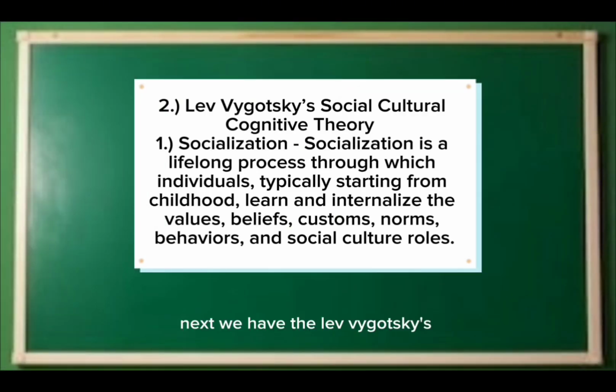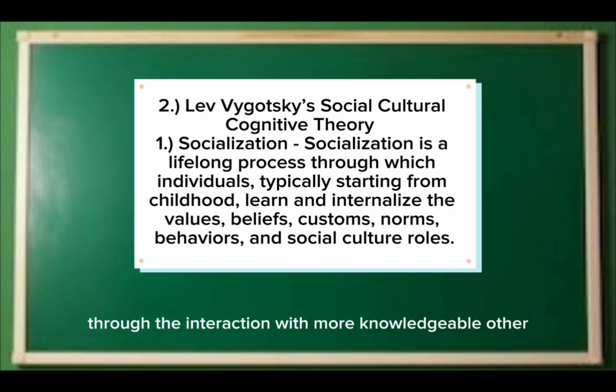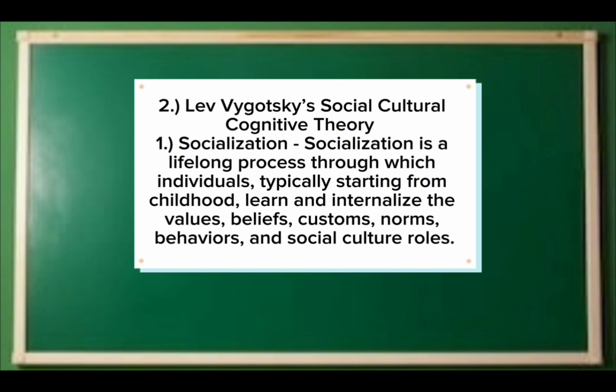Next, we have Lev Vygotsky's sociocultural cognitive theory. Vygotsky's theory places importance on guiding children's learning through their interaction with a more knowledgeable other. The more knowledgeable other could be anyone with a greater understanding of the task or concept that the child is trying to complete or learn. We have the four terms to define.